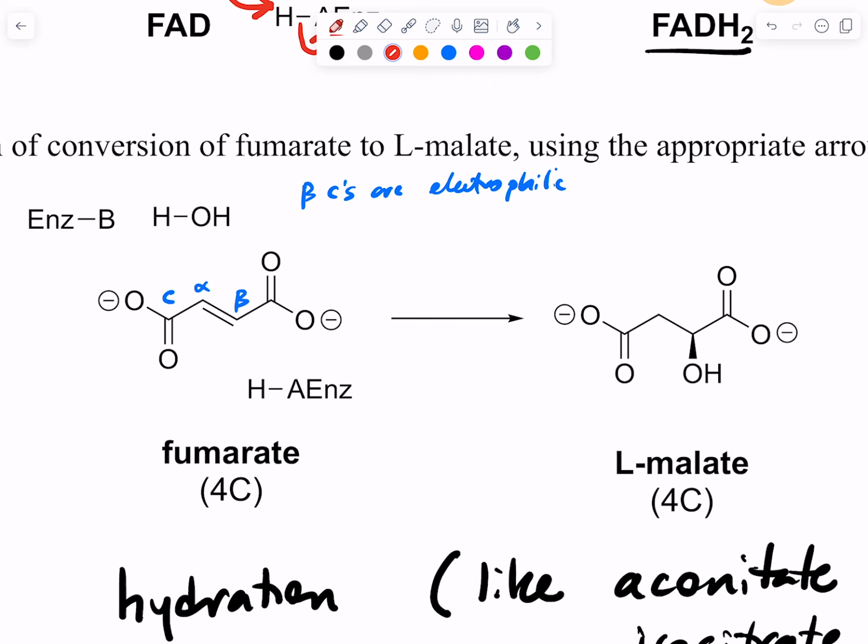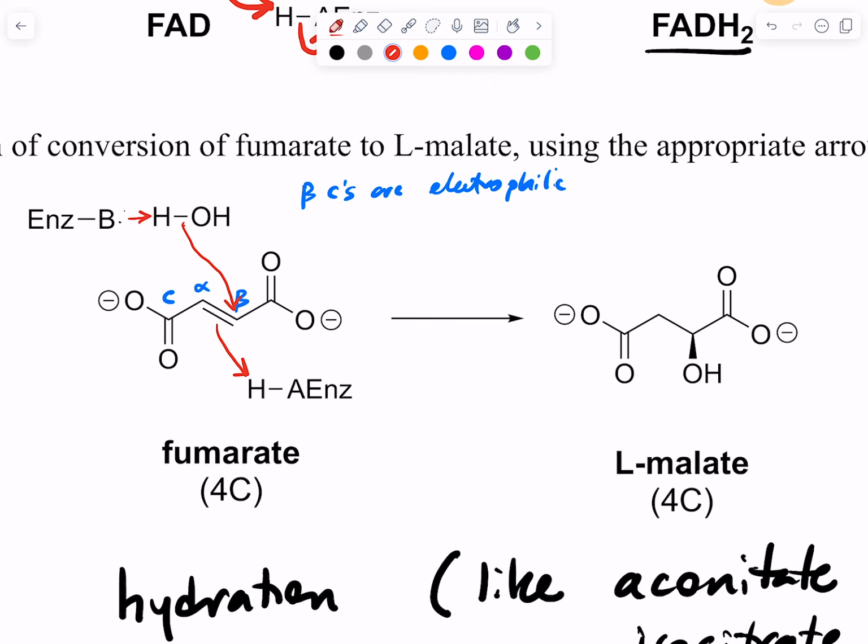Well, we have water that the base will take the proton off of, and then these electrons will attack that beta carbon. I think. That will break this pi bond, which will then deprotonate the acid, and then that will make the L-malate.